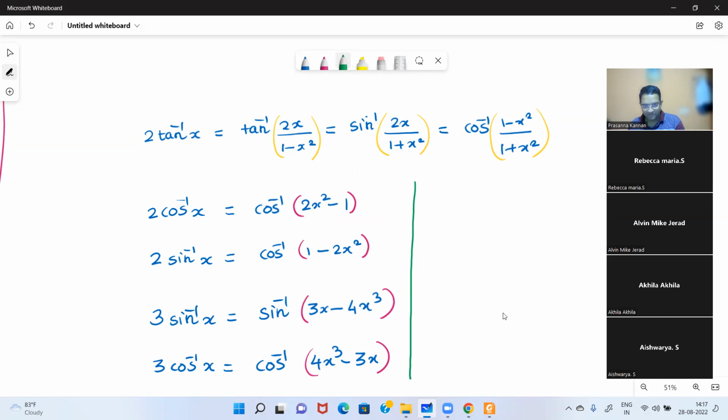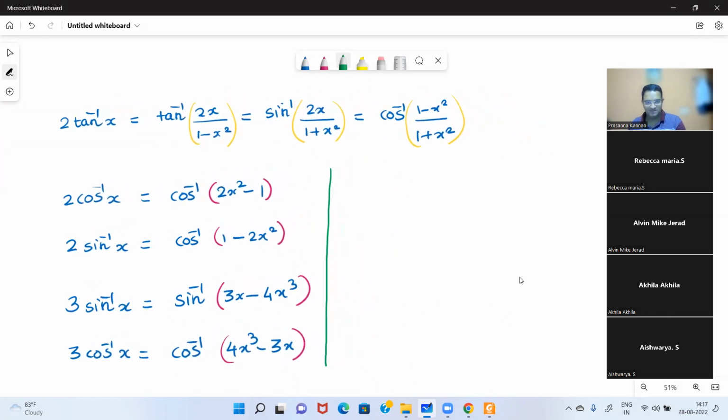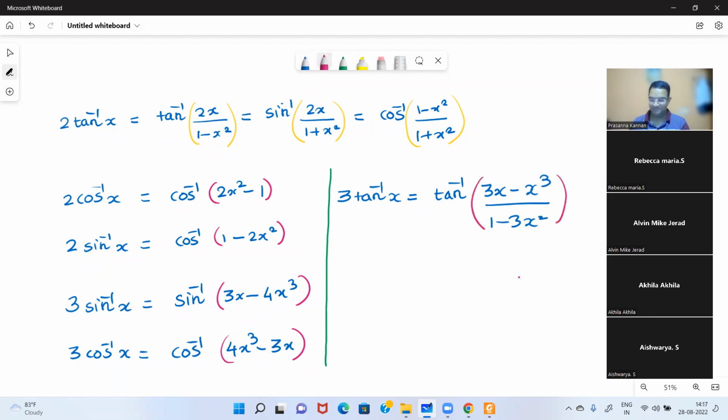These are all very important results. This will be very helpful for your competitive exams. Three tan inverse of x is equal to tan inverse of 3x minus x cubed divided by 1 minus 3x square. So these we have seen, correct? You can just summarize it once.